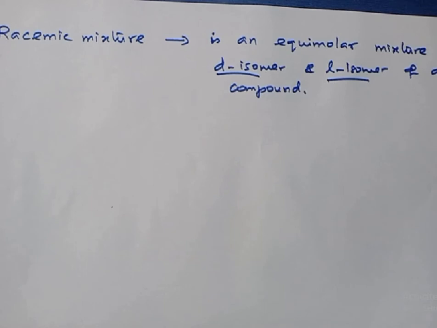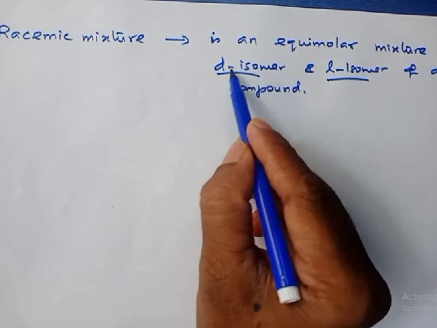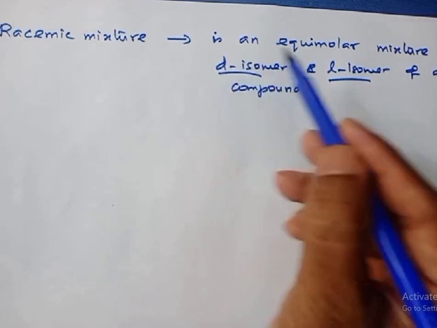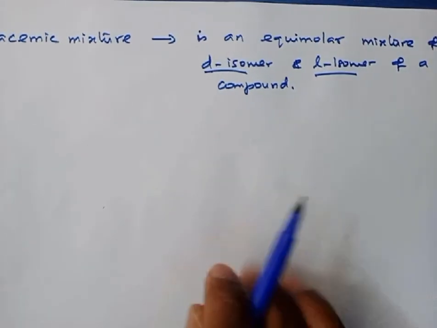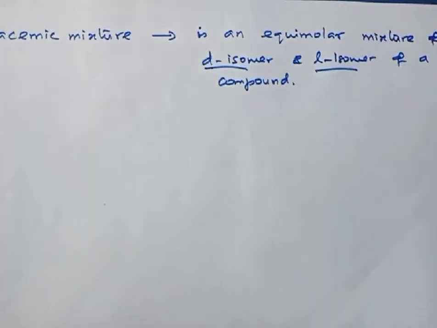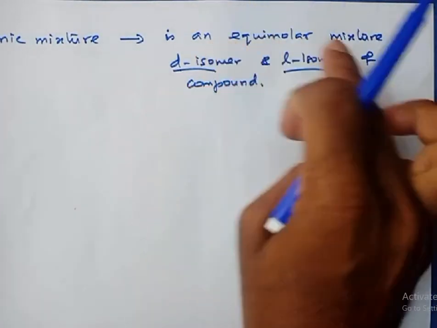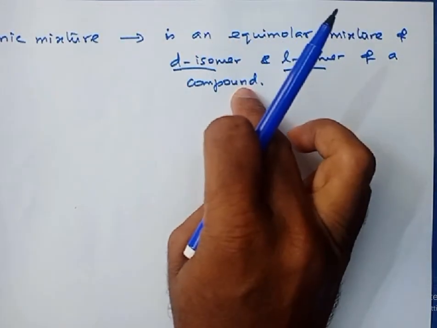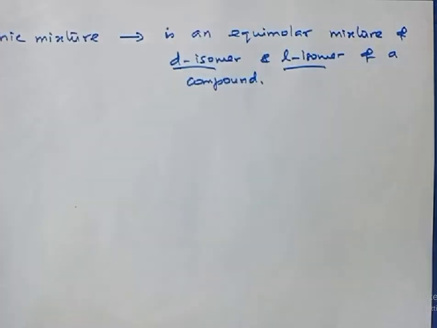Small d means this isomer rotates the plane polarized light in clockwise. Small L means this isomer rotates the plane polarized light in anti-clockwise. So they are isomers of the same compound. They are D and L isomers of the same compound. If it exists in equimolar amount, that mixture is called racemic mixture.